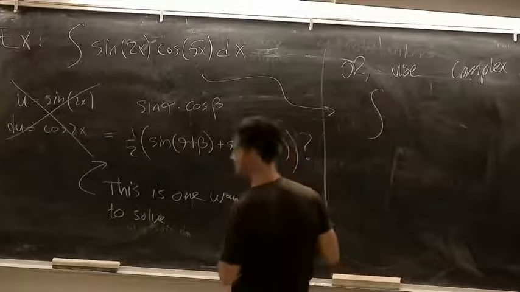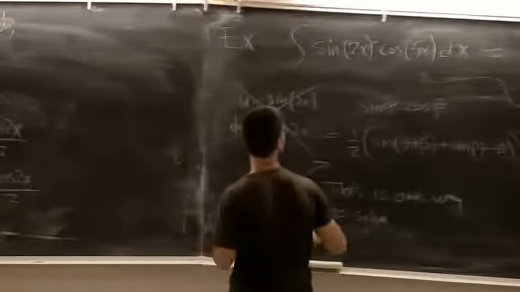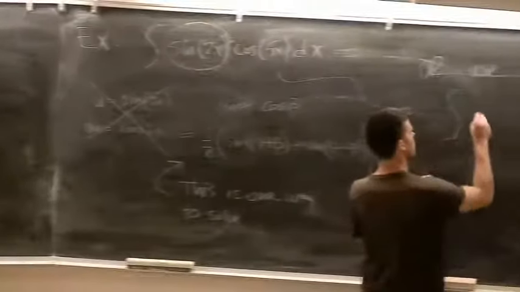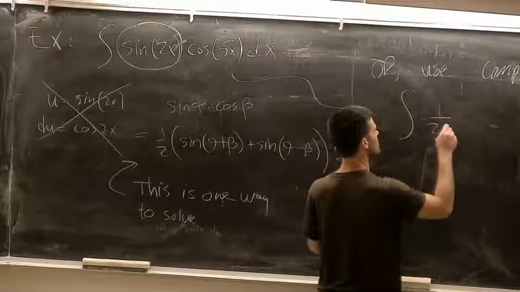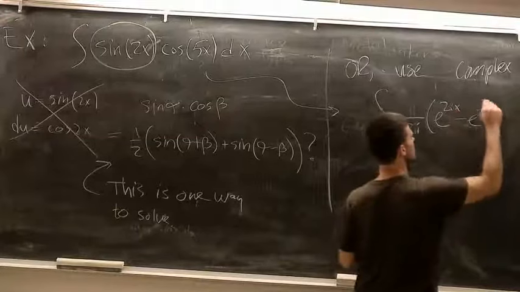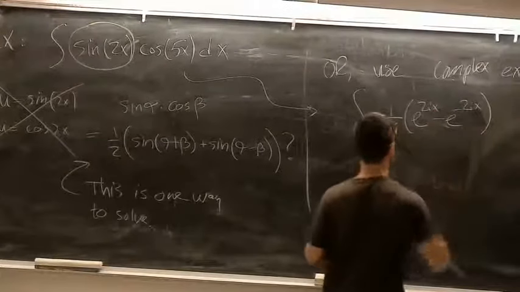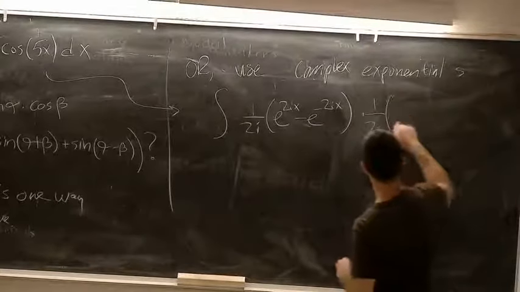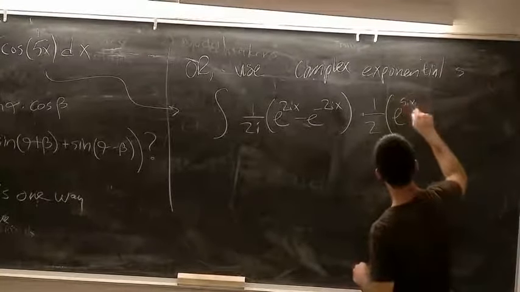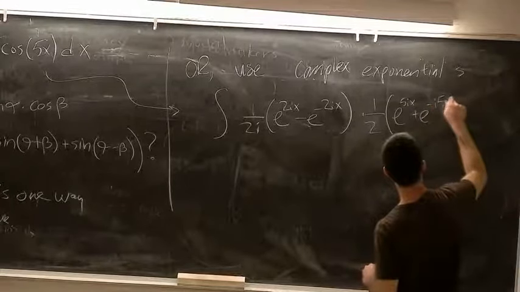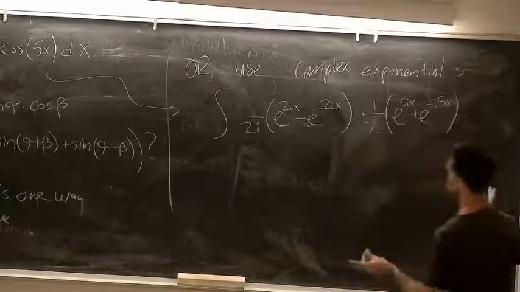So this is going to become the integral of sine 2x becomes 1 over 2i times e to the 2ix minus e to the negative 2ix. Cos 5x becomes 1 over 2 times e to the 5ix plus e to the negative 5ix, whatever.